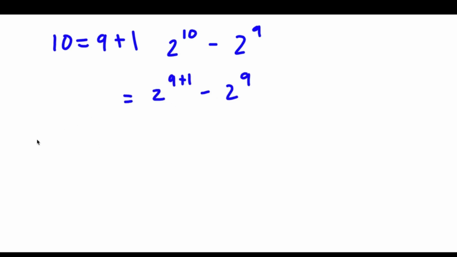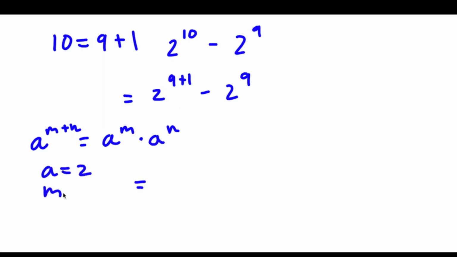Now if I have something in the form a to the power of m plus n, this is equal to a to the power of m times a to the power of n. So 2 to the power of 9 plus 1, in this case, a would be 2, m would be 9, and n would be 1. So I'd have a to the power of m, so 2 to the power of 9, times a to the power of n, so 2 to the power of 1.